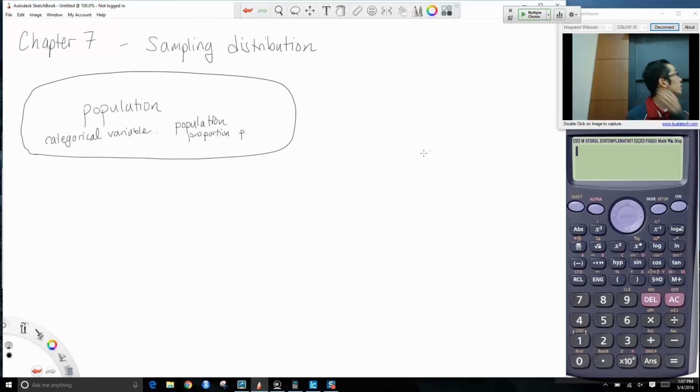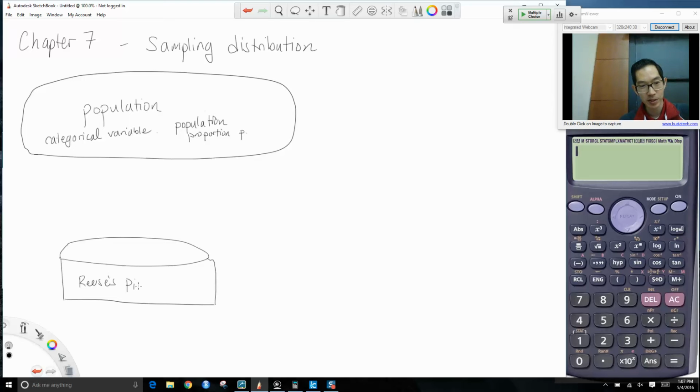Okay, so for example, imagine I've got a big, I don't know what this is, a bucket, a tub, okay, or a vat of Reese's Pieces candies, okay? All right, so Reese's Pieces candies, if you're not familiar, they're like M&Ms, except they've got peanut butter on the inside, and they come in 3 colors. There's orange, yellow, and brown, okay?